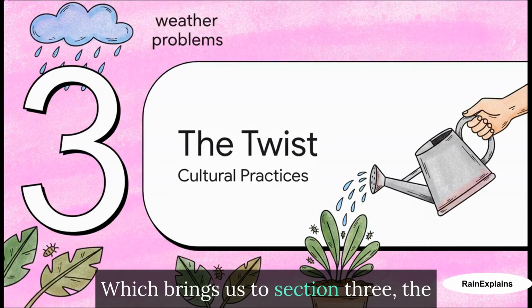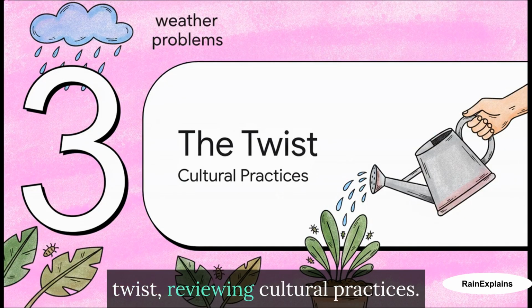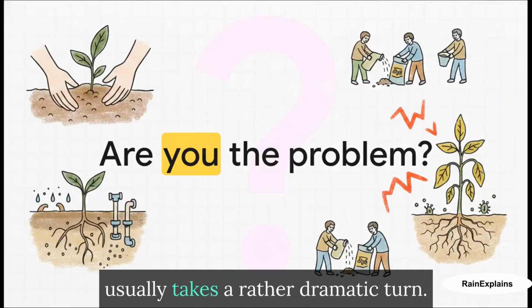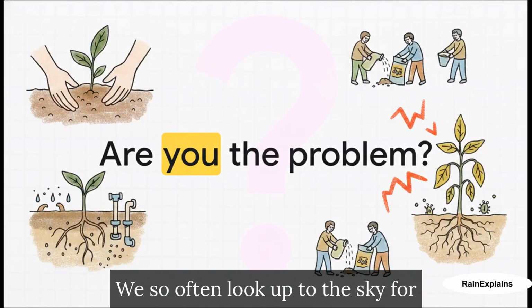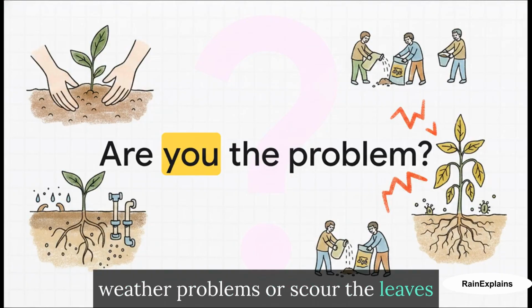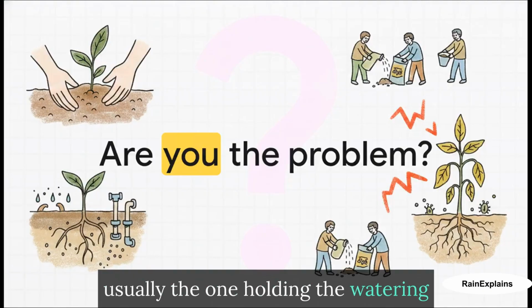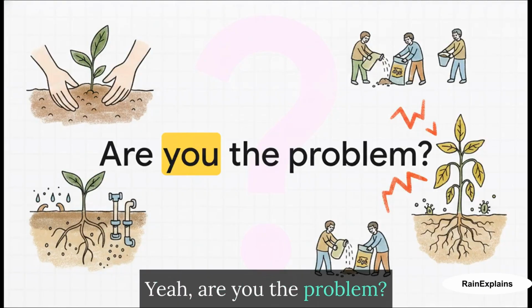Which brings us to Section 3, the twist, reviewing cultural practices. Now here is where the investigation usually takes a rather dramatic turn. We so often look up to the sky for weather problems or scour the leaves for bugs, but honestly, the true culprit is usually the one holding the watering can. Yeah, are you the problem?